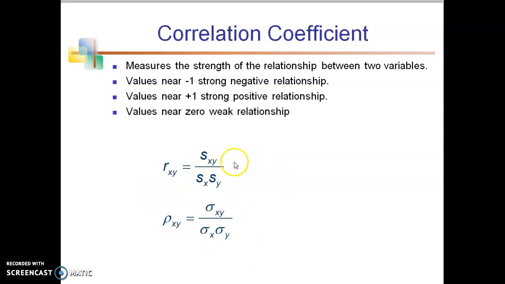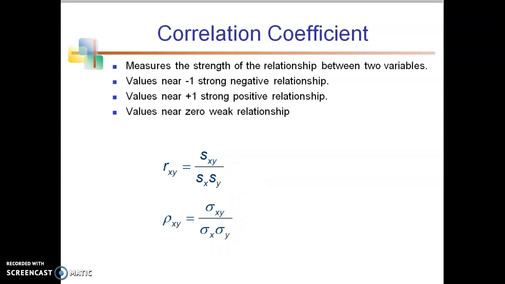Okay? The numerator is the covariance that we just calculated, and the denominator is the standard deviation of our x values times the standard deviation of our y values. Okay? So in essence, it's taking the covariance that we already calculated and dividing it by the standard deviations of the two variables. Okay? If it's a population, it's the same thing. It's the covariance of the two variables divided by the population standard deviation of x and the population standard deviation of y. So essentially the same formulas.